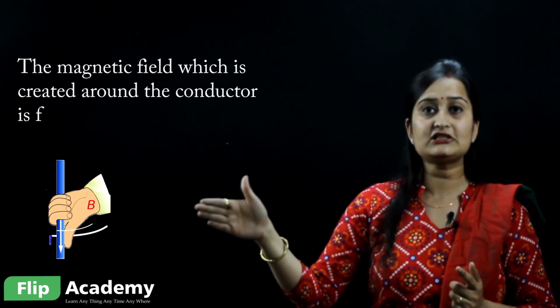Now look carefully at the fingers wrapped around in this right hand. If my thumb is pointing in the upward direction, the fingers are wrapped in this direction. You can see the direction in which my fingers are wrapping. This direction is your anti-clockwise direction, the direction opposite to the movement of the clock. That means if the current is flowing in the upward direction, then the magnetic field which is created around the conductor is flowing in the anti-clockwise direction. So this is called Maxwell's right hand thumb rule.